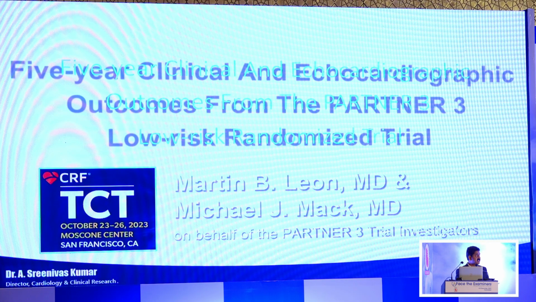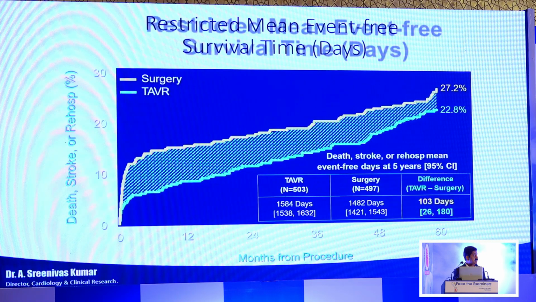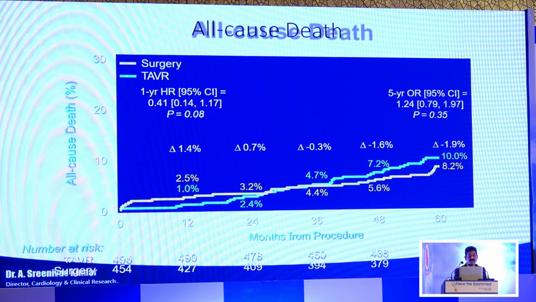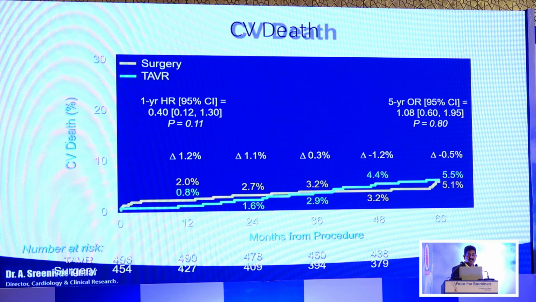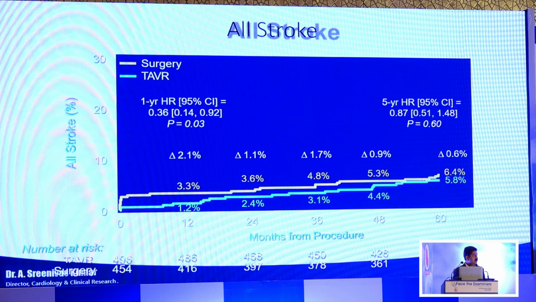Recently, last week at TCT, Martin Leon presented the 5-year data of the PARTNER 3 trial, which again showed the advantages of TAVR, though slightly narrowing, but still maintained till 5 years compared with surgery. The valve size did not matter. All the 3 valve sizes were okay. And deaths, though still less, the curves were slightly coming together with surgery. CV deaths were less. Another interesting analysis which they did was during COVID. During COVID times, TAVR deaths probably increased compared to surgery. The reasons were not exactly predictable. But after COVID, again TAVR patients did well. All strokes, though the curves are nearing, still the advantage persists till 5 years.